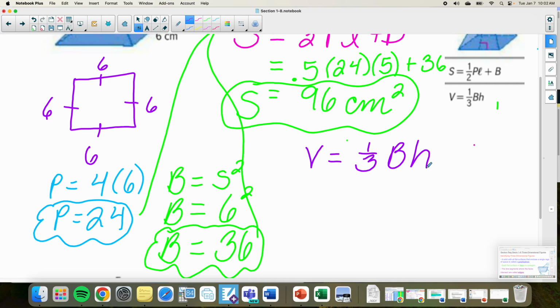Does everyone have a calculator right now? Or could you get up and grab one, please? I do have two graphing ones here, if anyone needs to borrow.